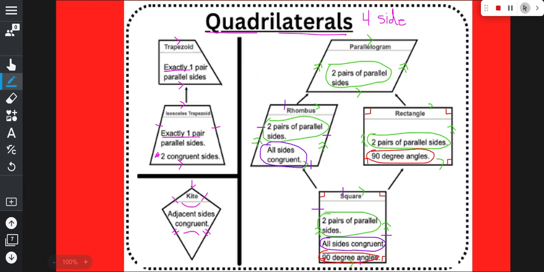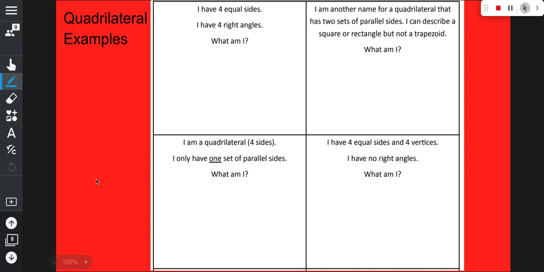Knowing these definitions, memorizing these definitions is going to help you understand quadrilaterals. You might get some puzzles or riddles that ask you, what am I? So if I have 4 equal sides, I have 4 right angles. So it's a right-angled shape. It's got 4 congruent sides and 4 right angles. What shape did we create? We created a square. We're just going to abbreviate there.